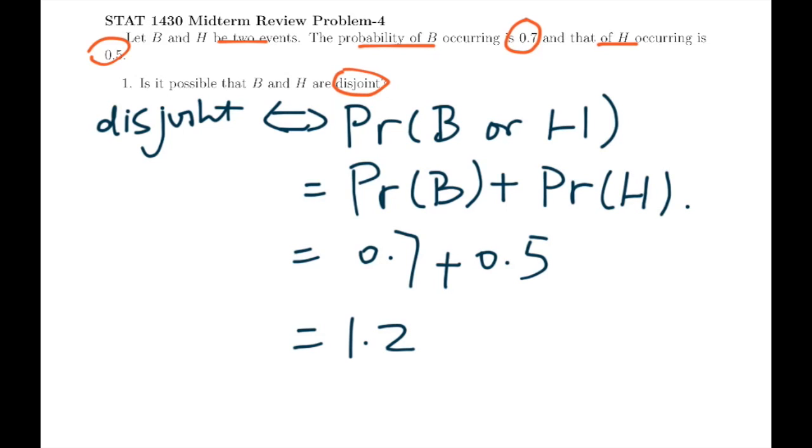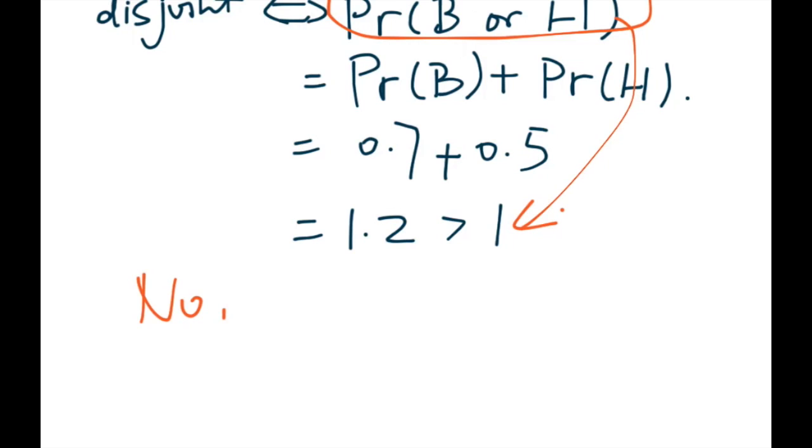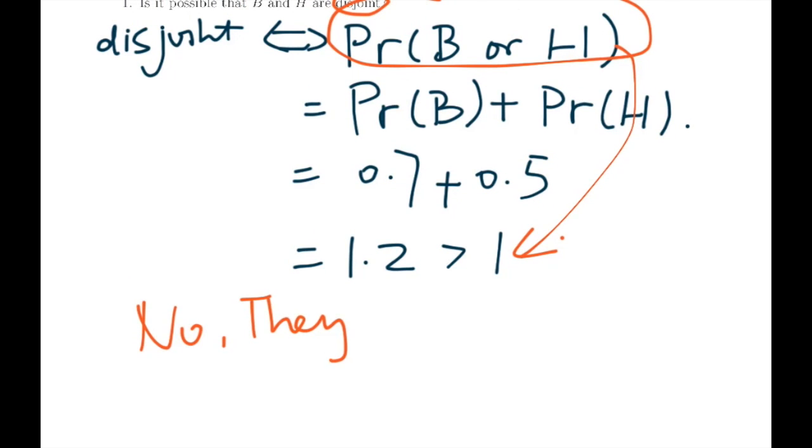That means if the events B and H are disjoint, then the probability of B or H occurring is equal to 1.2, which is a number greater than 1. And we know that the probability can never be a number greater than 1. That means this probability is not 1.2. And thus, we can know that the events B and H are not disjoint. So we can write down our conclusion here that they are not disjoint.